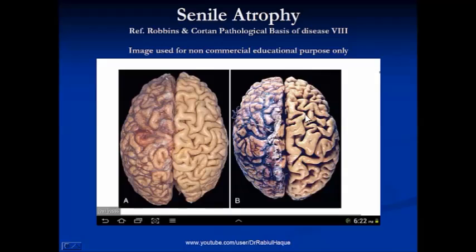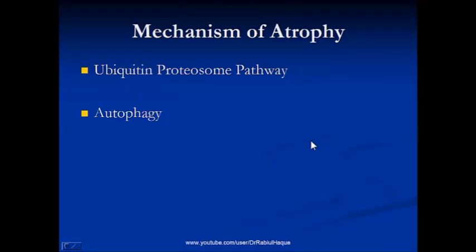And look at the difference. Notice the difference between this sulcus and these sulci. You can see the sulci here have widened and the gyri have narrowed, and this is a characteristic feature of senile atrophy. The last point about atrophy is the mechanism of atrophy, and there are actually two mechanisms.